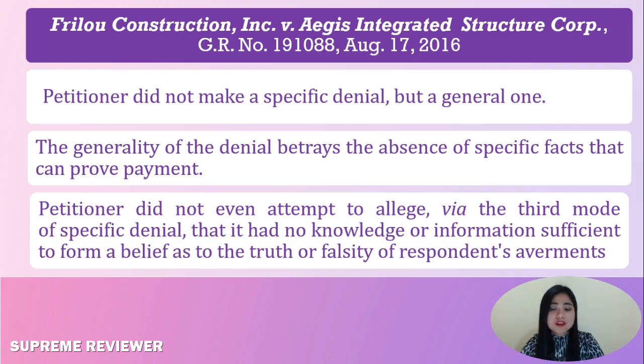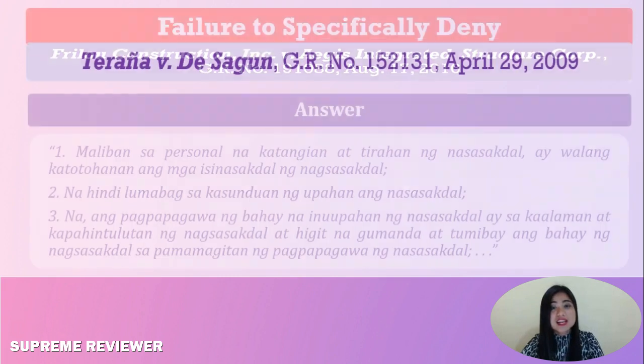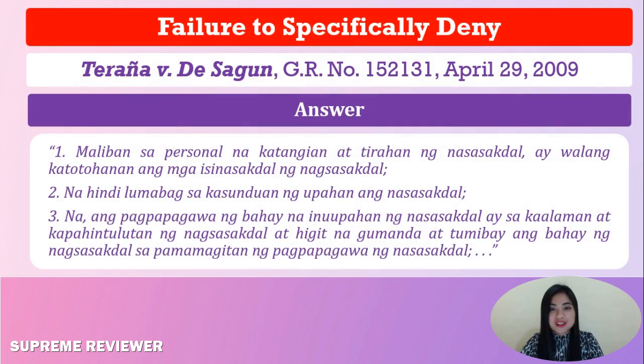The Supreme Court further noted that the petitioner did not even attempt to allege, via the third mode of specific denial, that it had no knowledge or information sufficient to form a belief as to the truth or falsity of respondent's averments, because the knowledge or information on the issue at hand was clearly known to it. Petitioner simply avoided a direct answer to the allegations of respondent. Okay, so there was failure to specifically deny.